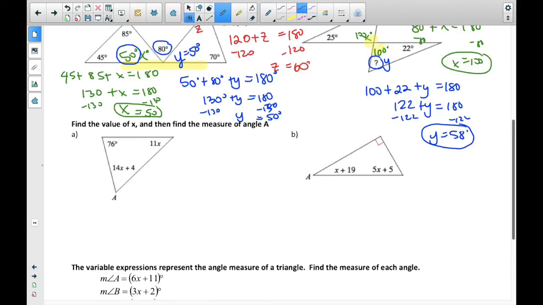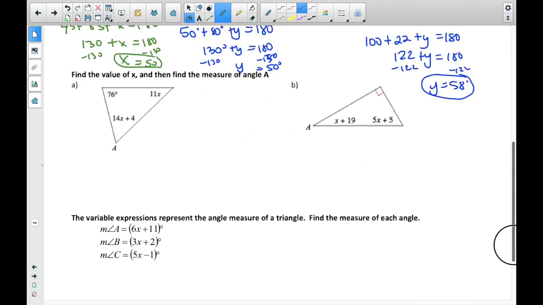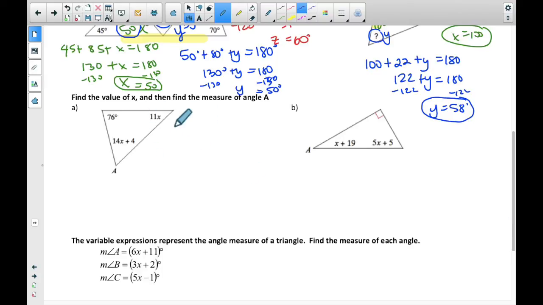Okay, then we get into some that are going to require a little bit more algebra, a little bit more equations. Not too much though. We're going to add all these three up, and what should we set it equal to when we add them all up? They equal 180, don't they? Just like all the other ones have. It's just there's like more going on. There's more x's. But it's not too bad.